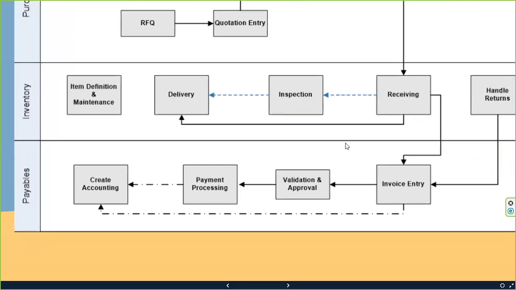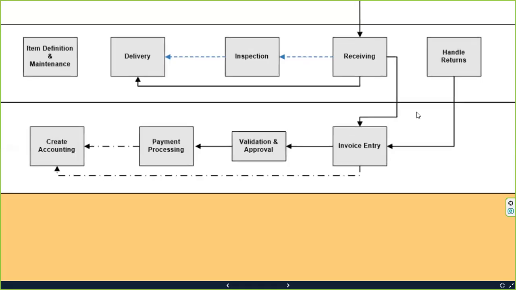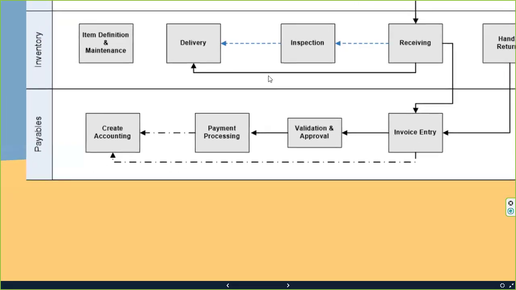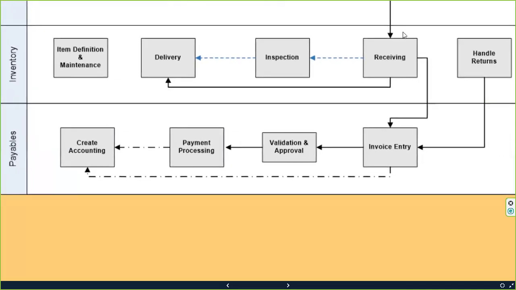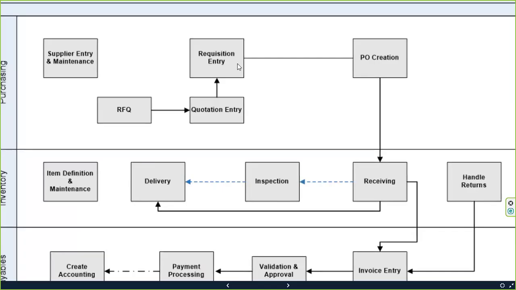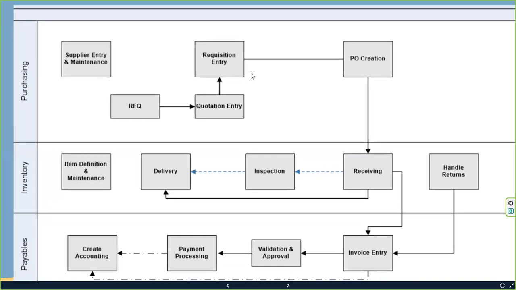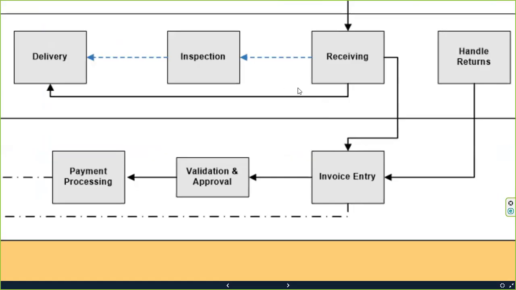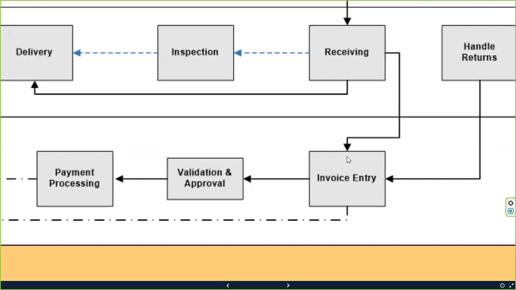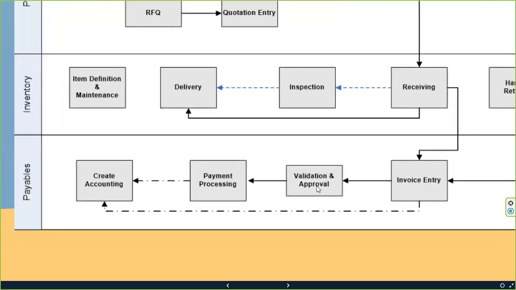And after this delivery, sometimes return happens. Then the invoice: in the invoice they find out the GRN, how many POs were given by us, the organization, to the supplier, and based on the PO, how many the supplier actually delivered. So the invoice quantity must match the PO quantity plus receipt quantity. Based on that, they do the billing. So this is the flow, and then this validation and approval.